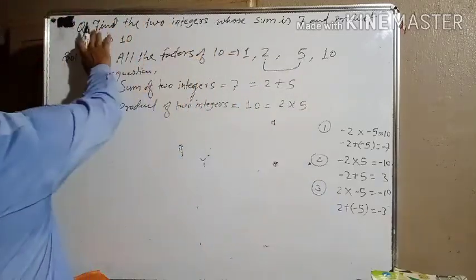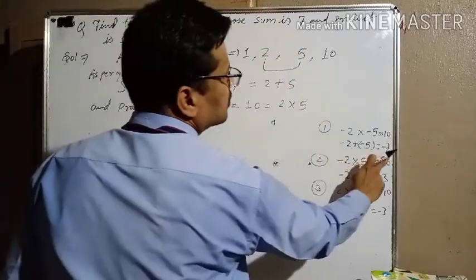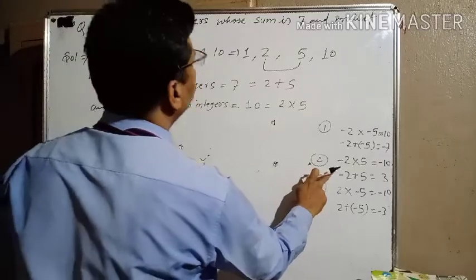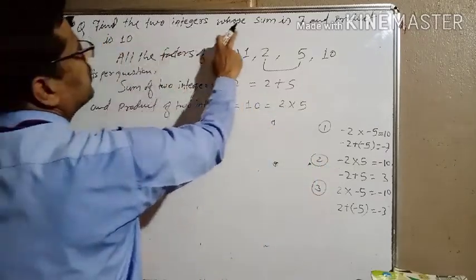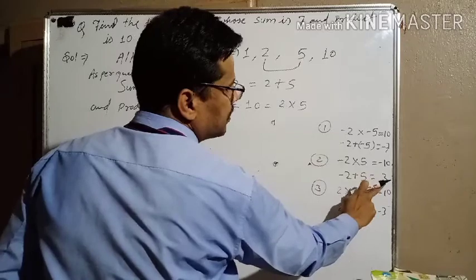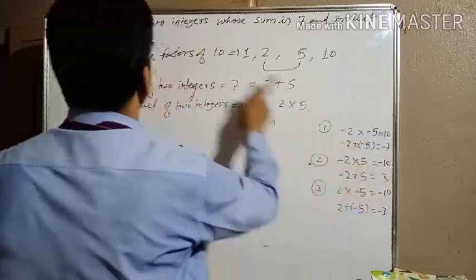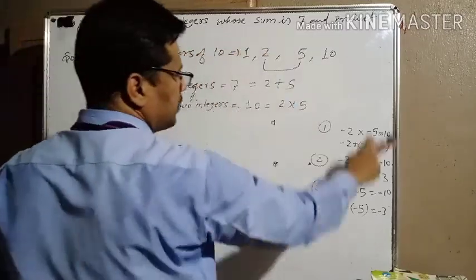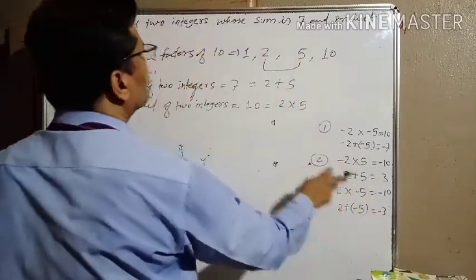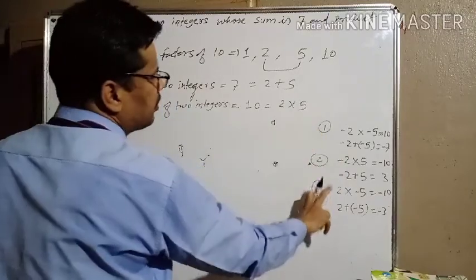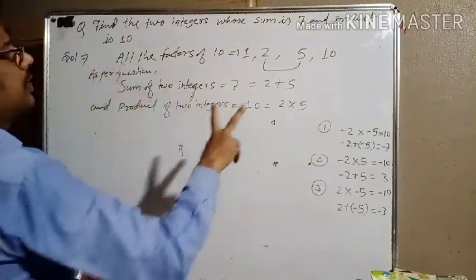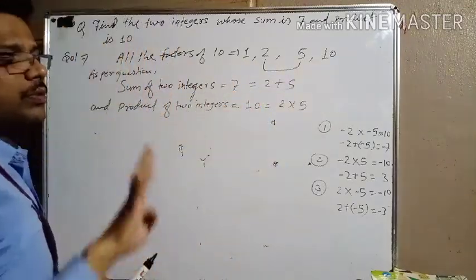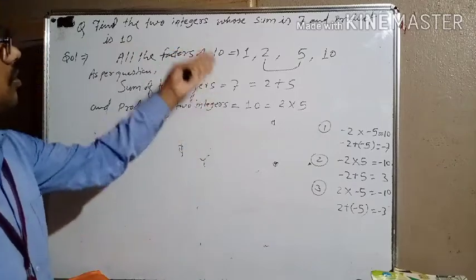How will the question change? Find the two integers whose sum is -7 and product is 10. Another question: find the two integers whose sum is 3 and product is -10. Another question you can frame: find the two integers whose sum is -3 and product is -10. In this way you can frame 4 questions by taking any two factors. You can take 10 and 1 also and frame 4 questions. But this is our required answer.